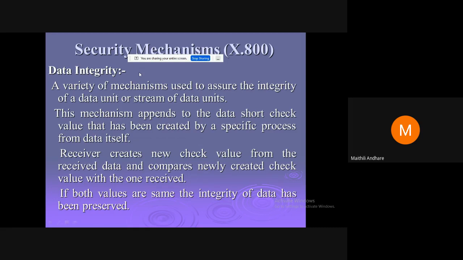Then the data integrity. A variety of mechanisms are used to assure the integrity of data or the stream of data units, that is, the data should not be modified. So here also, what is actually done is the mechanism appends a short check value to the data, created by a specific format, and then the receiver again cross checks the same thing created by the sender. Okay, so if both values are the same, the integrity of data has been preserved, so that can be achieved.